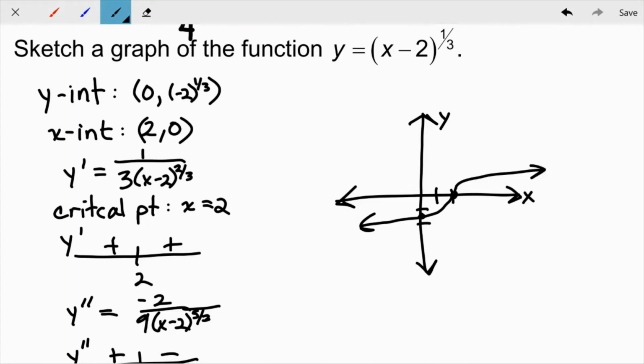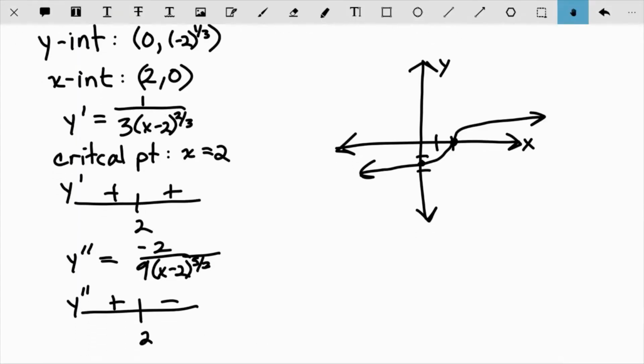And then the other derivative I have here is the second derivative. And you can see that my graph goes from concave up to concave down around x equals 2. Okay, so as you expect, that's the shape of the graph. It's basically the cube root graph shifted 2 units to the right.